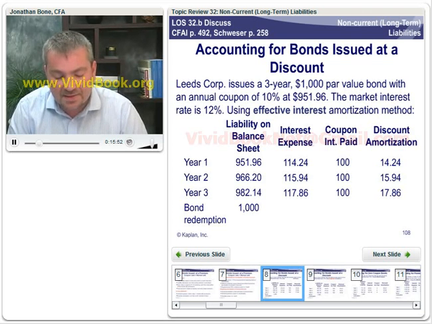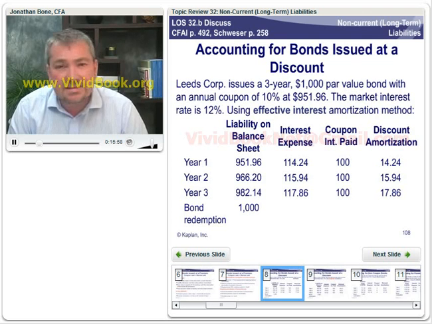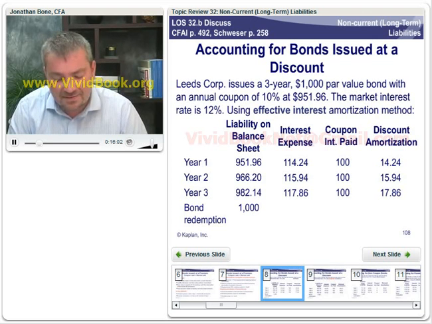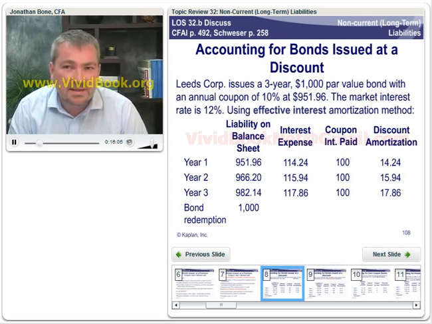I can then press my down arrow and it tells me balance. And I've got 982.14 appearing on my screen. And that's the liability value at the end of the second year, beginning of the third year. Press down arrow again and 15.94 appears. So that is the amortization that I've got on this bond in the second period. Down arrow again, interest, 115.94. So my calculator tells me the interest expense that's going through the income statement.